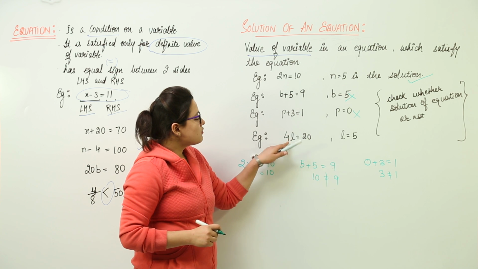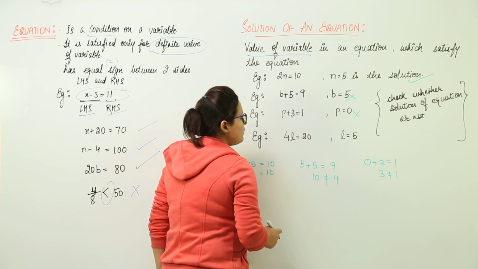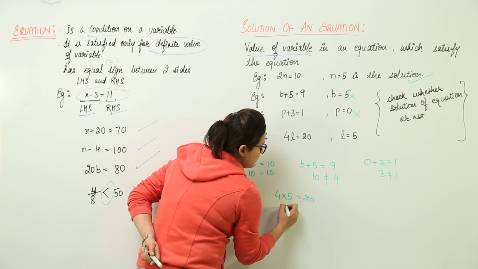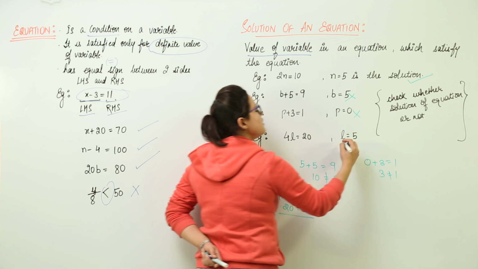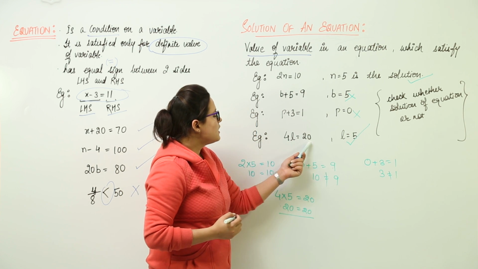The last one is 4L = 20. Now for this, if we put the value of L to be 5, that would give us 4 into 5 on the left hand side, and we get 20 equal to 20. Now it is getting satisfied. So we can confirm that L = 5 is the solution for this equation.